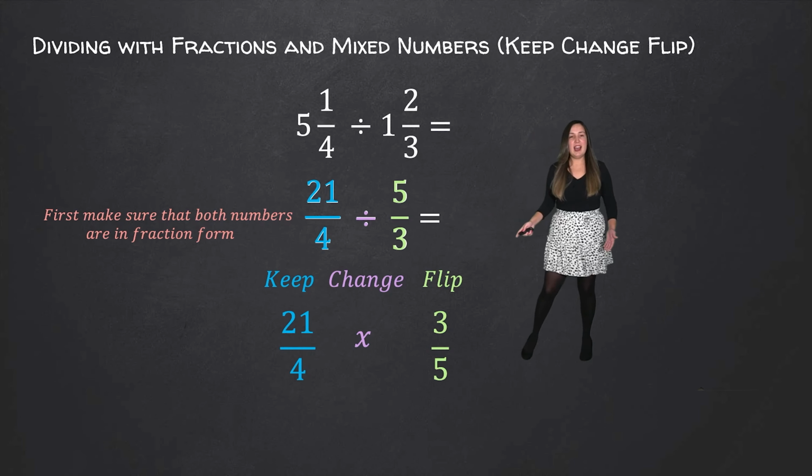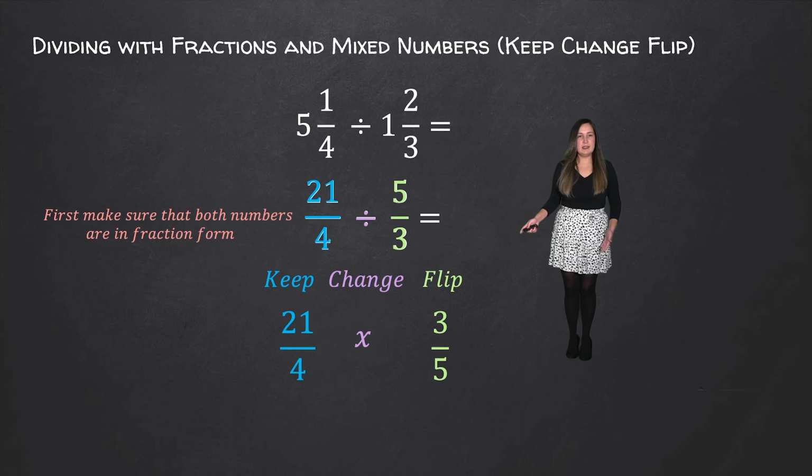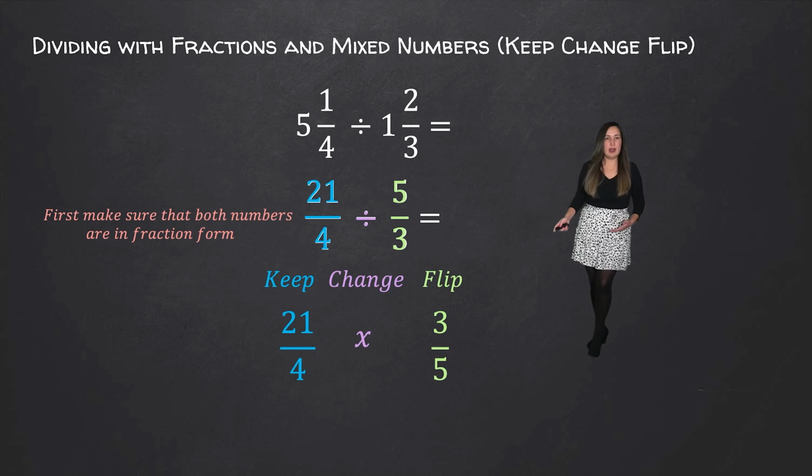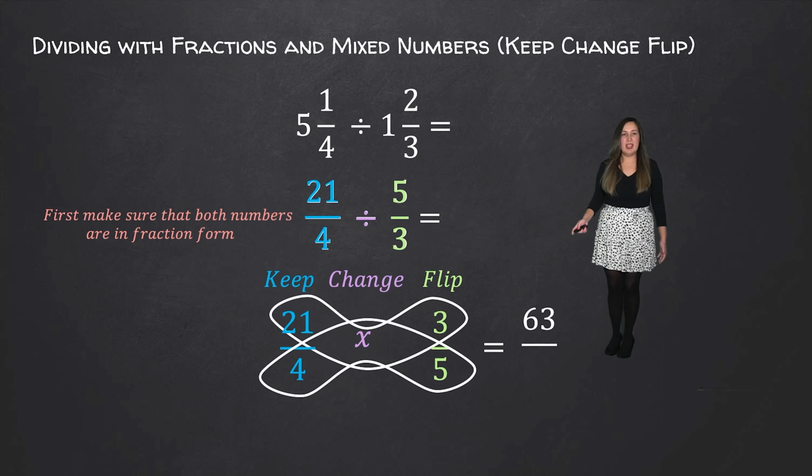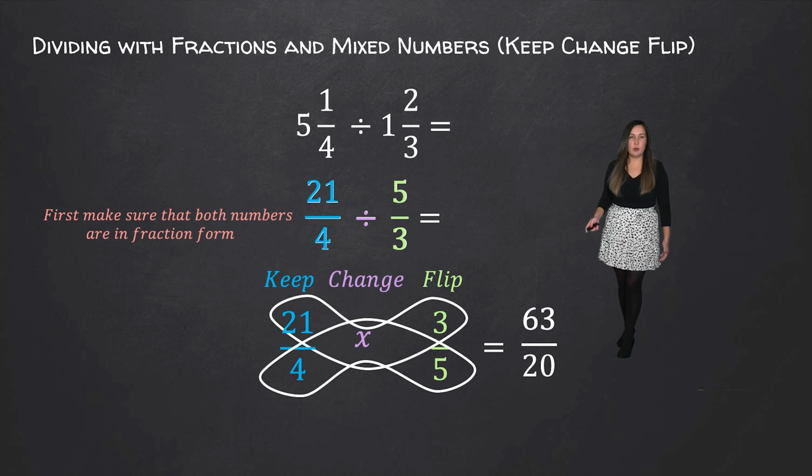Now that we have both of our fractions down here, after doing keep, change, flip, and we have multiplication, we could go ahead and multiply normally. So numerator times numerator, 21 times 3 is equal to 63. And then denominator times denominator, 4 times 5 is equal to 20.